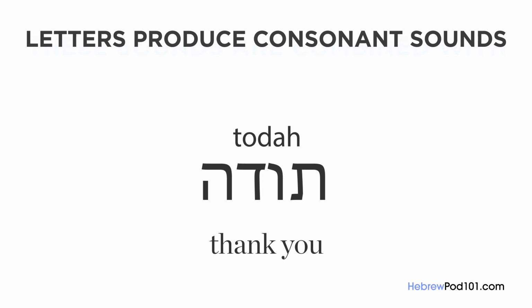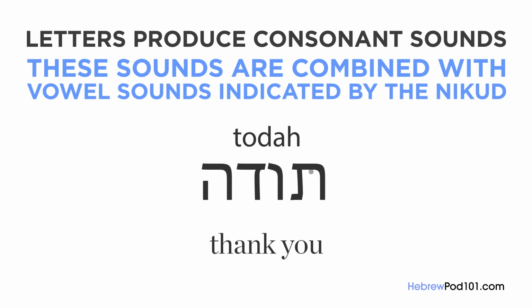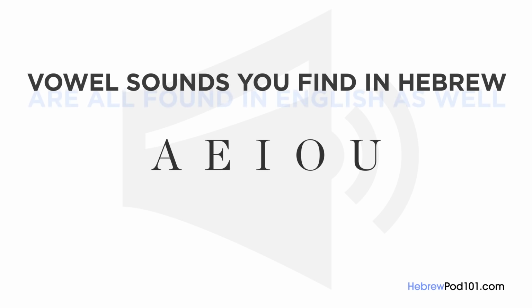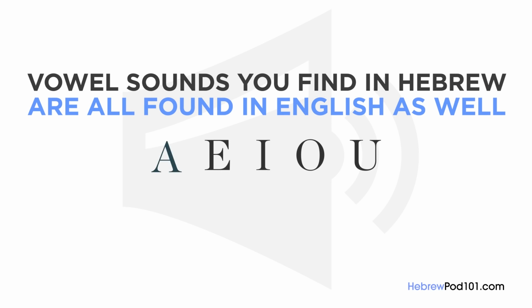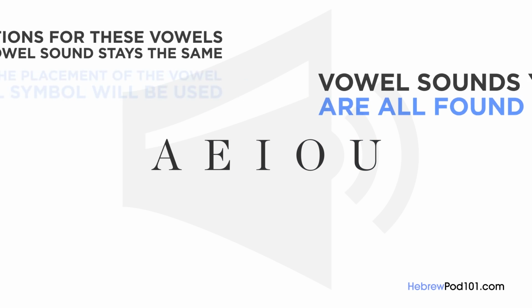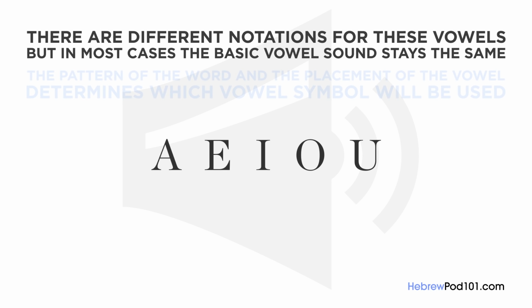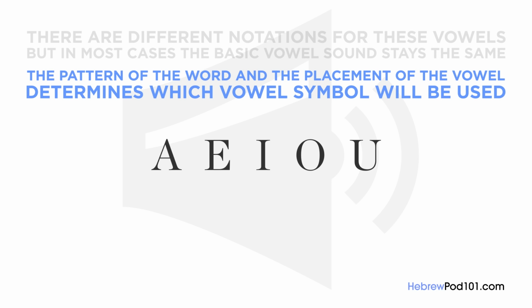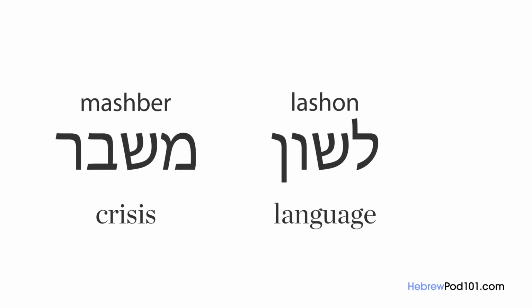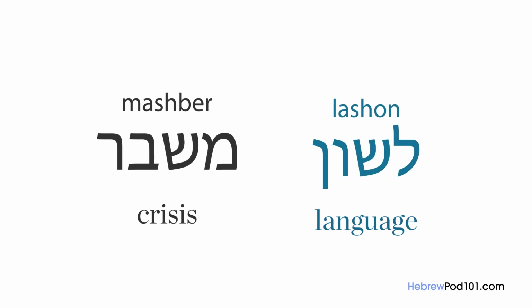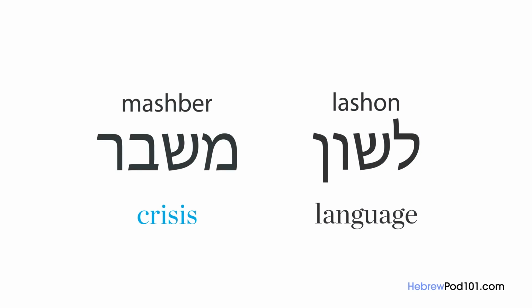Letters produce consonant sounds. These sounds are combined with vowel sounds indicated by the nikud. Vowel sounds you find in Hebrew are all found in English as well. A, e, i, o, u. There are different notations for these vowels, but in most cases, the basic vowel sound stays the same. The pattern of the word and the placement of the vowel determines which vowel symbol will be used. For example, the word for language, lashon, and the word for crisis, mashber, both have a vowel after the first letter. But because of the way the word is constructed, the vowels are notated differently.